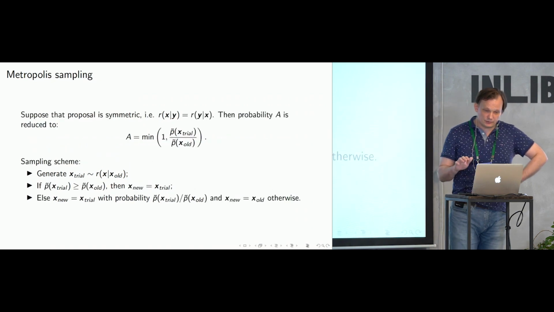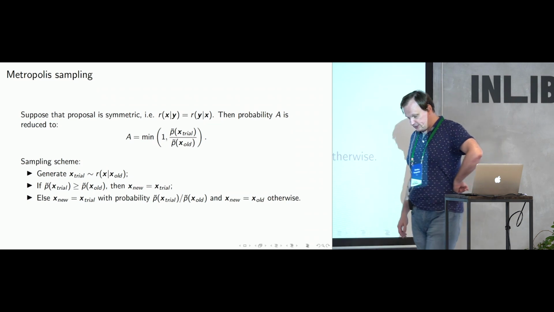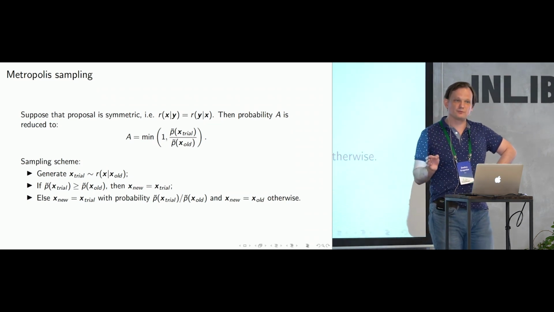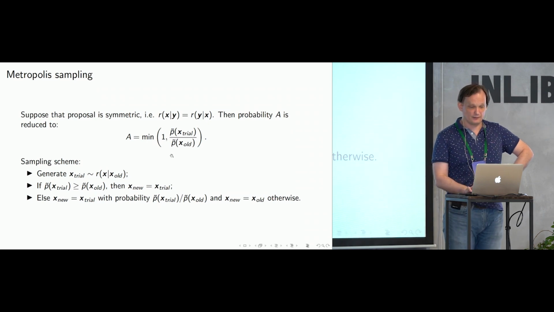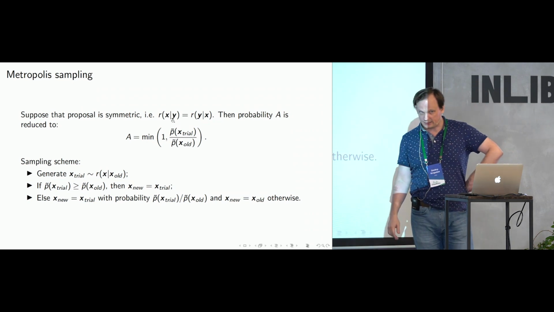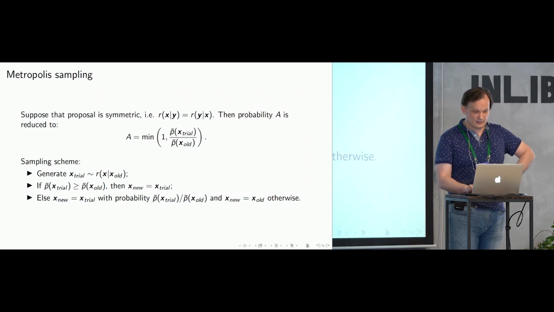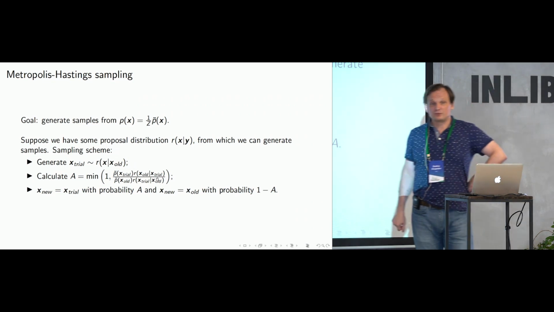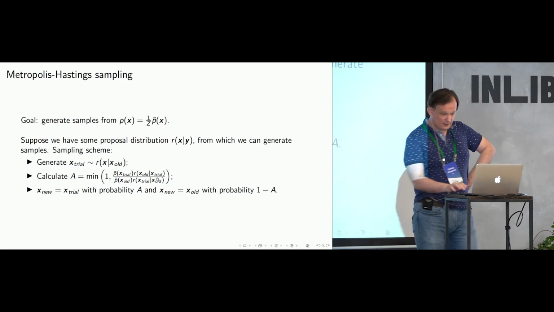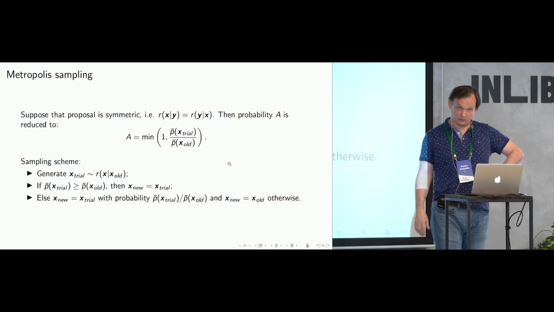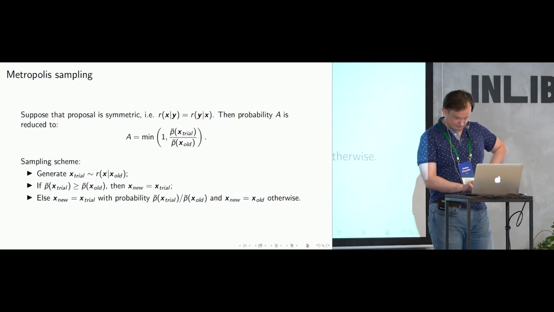It is easier to understand this Metropolis-Hastings scheme if we additionally assume that our proposal distribution is symmetric. So if we exchange x and y in the proposal distribution, we would have the same value. If this is the case, when we look at our formula for A, we see that this proposal distribution actually cancels from this A, and we come to a simpler formula and a simpler method that is called just Metropolis sampling.